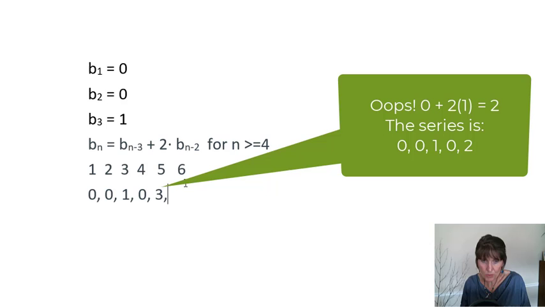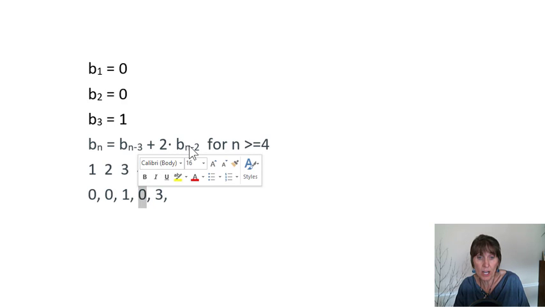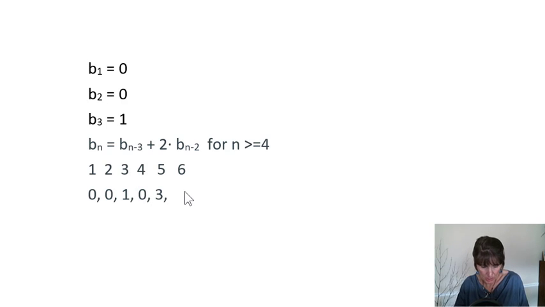Okay, what's the next one? 6 is the index. So we want to look at b of 6 minus 3, which is b of 3. That value is 1, plus 2 times b of 6 minus 2, which is 4. So it's 2 times 0. So what do we have? We have 1 plus 2 times 0, which is 1.